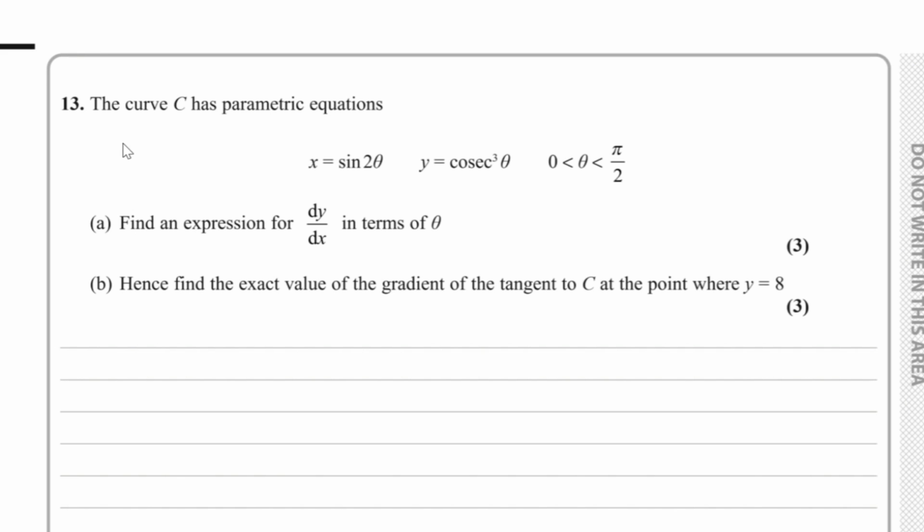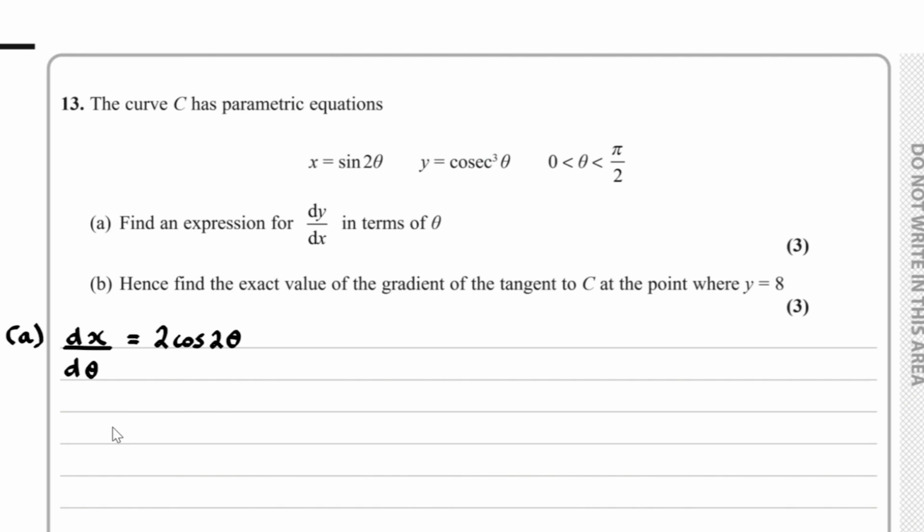Question number 13. The curve C has parametric equations x equals sine 2 theta and y equals cosec theta cubed, where theta is in between 0 and pi over 2. For part A, we have to find an expression for dy over dx in terms of theta. Well, if we were to differentiate x with respect to theta, you will find dx over d theta to equal 2 cos 2 theta.